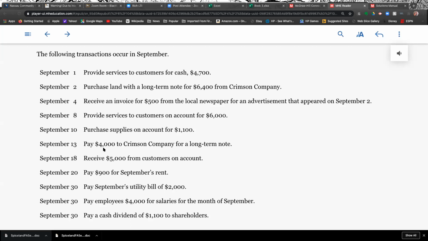Here you're paying some of the note, right? September 2nd, you bought the land, but you didn't pay for it. You got a note. In other words, the person that sold you the land said, okay, you can just pay me over time. Here you're making a payment.